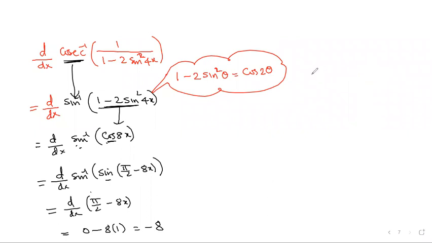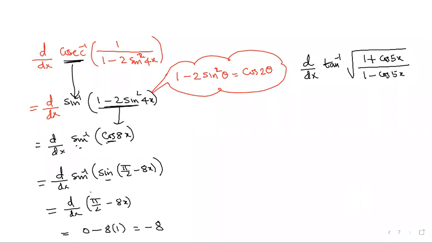Are you ready? Yes. Okay, here is my question. D by dx of tan inverse root of 1 minus cos 5x divided by 1 plus cos 5x. Tan inverse and inverse look the same, right? Do you have any formula like this? 1 plus cos 5x and 1 minus cos 5x.